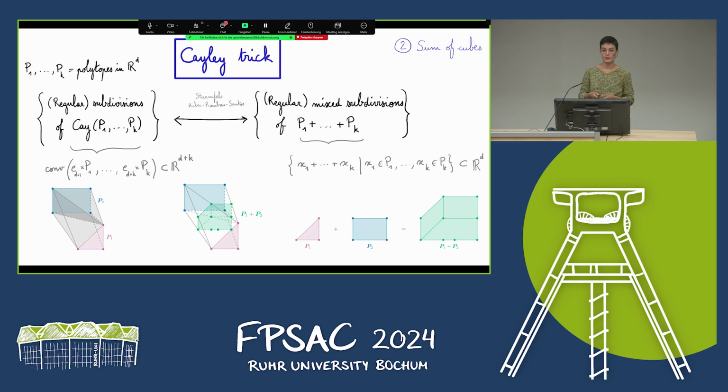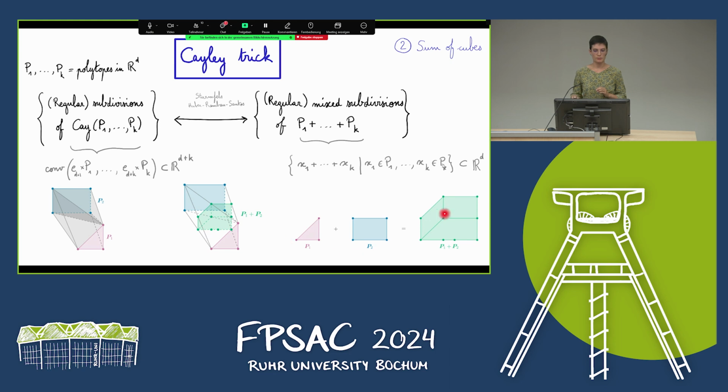So in general, for the Cayley trick, we have a family of K polytopes living in the same space R^D, and we have two constructions from this family. The first one is called the Cayley embedding, and it lives in a D plus K space because we embed each of the K polytopes at a different coordinate. For example, if we take this triangle and this quadrilateral, we would obtain such a three-dimensional polytope. And the second construction is the Minkowski sum, so it lives in the same space, and we take all the points that are sums of points in our polytopes.